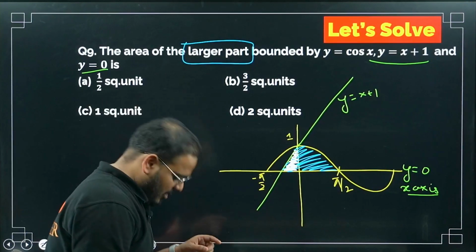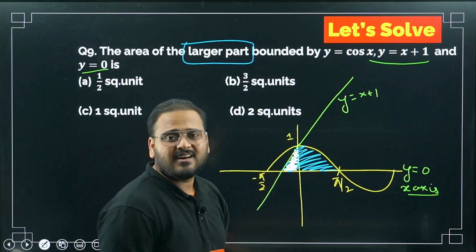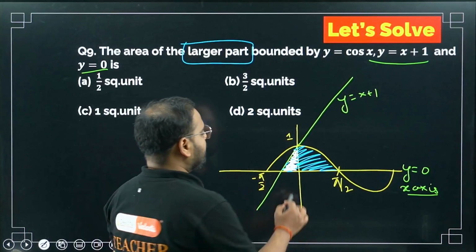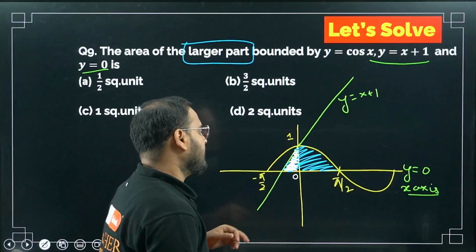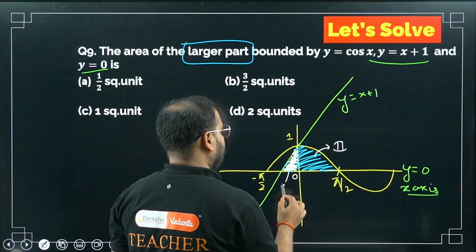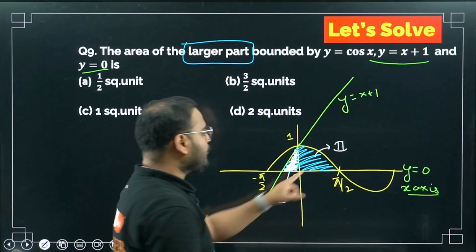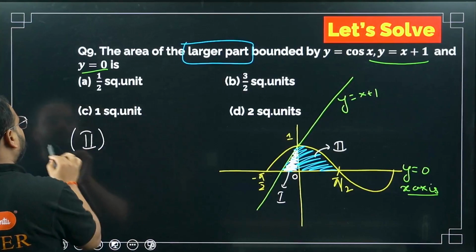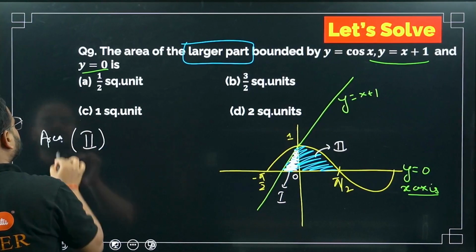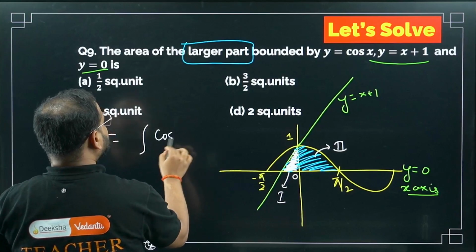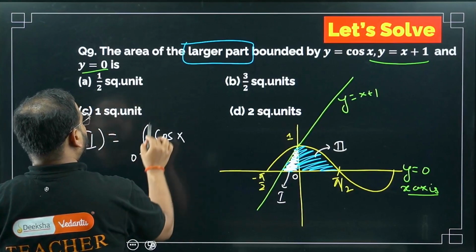So now for the blue region I can simply get what? Integration of the cos x from where to where? From 0 to pi by 2. If I call this to be my part 2 and this to be my part 1. For part 2 what I can do? For part 2 is very simple, sir. Area of the part 2 will be very simple. Integrate what? Cos x curve, no? So cos x from where to where? 0 to pi by 2.